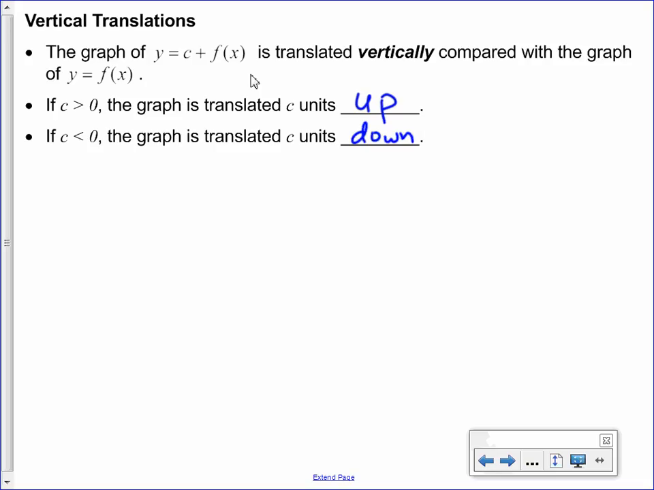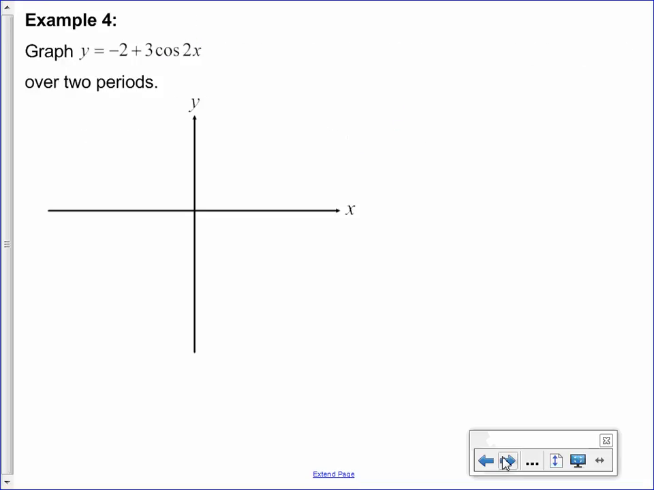C stands for constant, usually in math. So C is like a number that's not part of the sine and cosine stuff. If it's not being multiplied into sine, or if it's not part of the angle, then it's C. It's the constant on the outside of it.